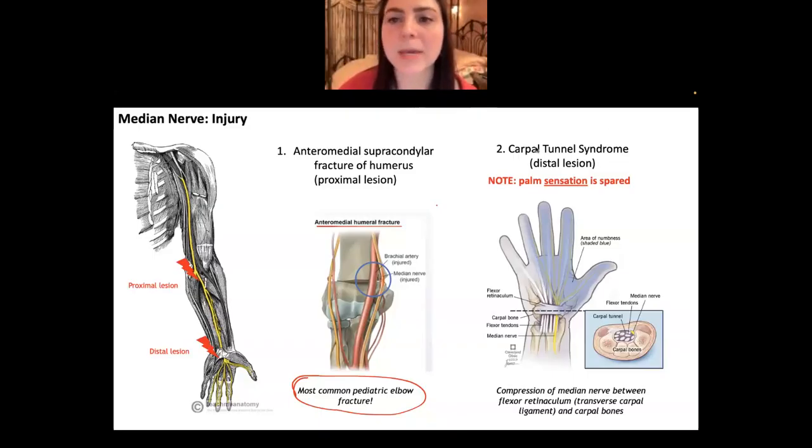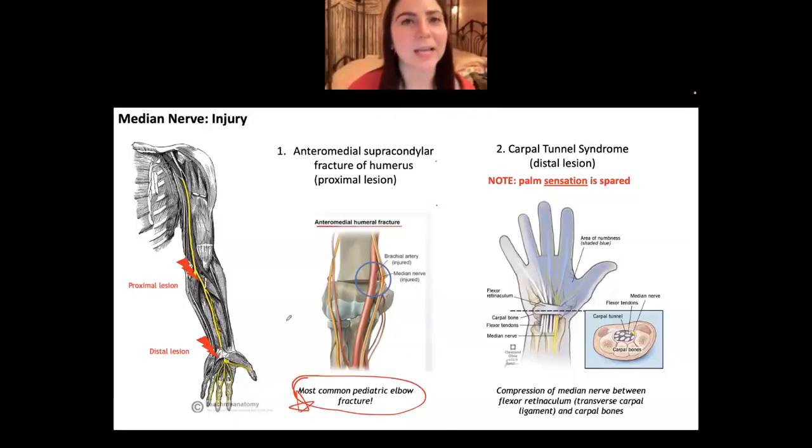Median, yes. So medial is more common than lateral. Good question. So we've talked about both types of supracondylar fractures of the humerus. The anteromedial is the most common pediatric elbow fracture. Anterolateral can still happen, but it's just not the most common pediatric elbow fracture.